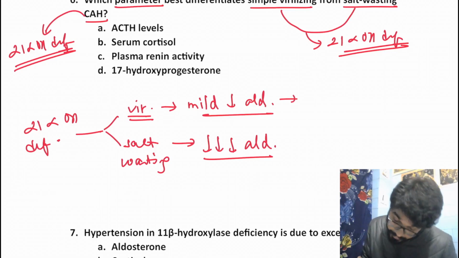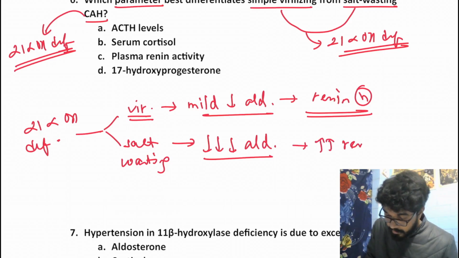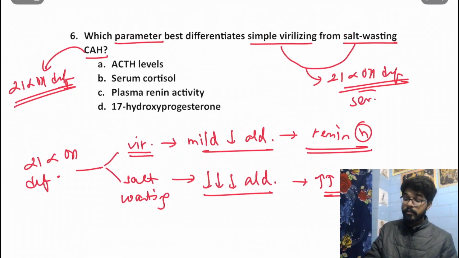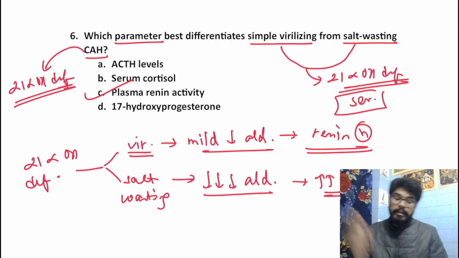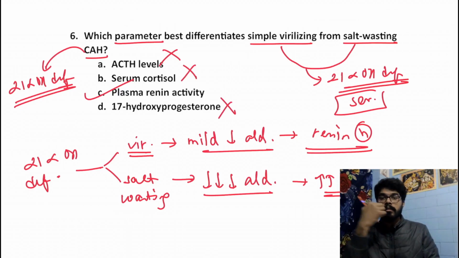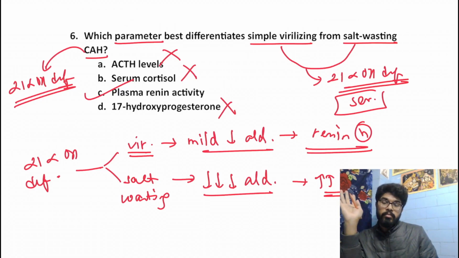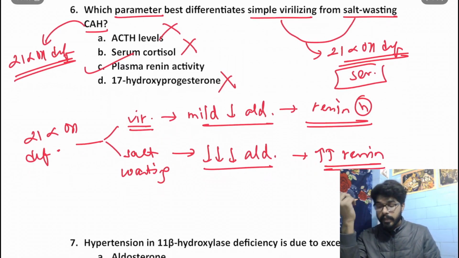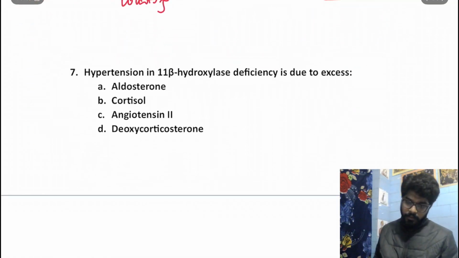As a result of which the renin levels are normal in simple virilizing type, whereas they are very much raised in salt wasting type. Okay. This differentiation is completely based on the severity. That's why we can differentiate it with the help of plasma renin activity. ACTH levels will be increased in both of them. Serum cortisol will be decreased in both of them. 17-hydroxyprogesterone, again a marker of 21-alpha-hydroxylase deficiency, will be raised in both of them. In order to differentiate between the two varieties, we need to look for renin. Normal renin levels mean simple virilizing type, and increased renin means it's a severe variety, the salt wasting form. Okay. Moving on to the next question.